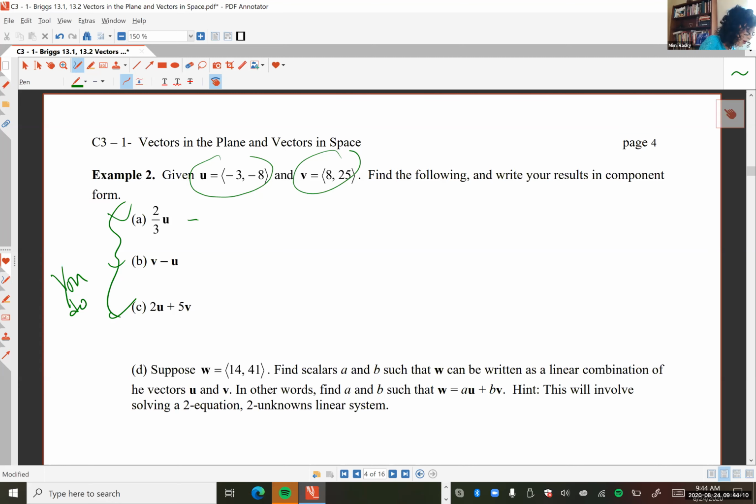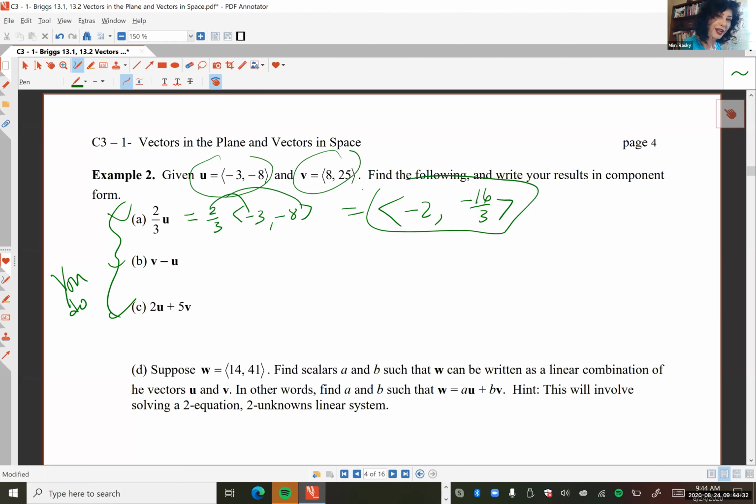So let's just go over some of these in turn. When you do scalar multiplication, I hope you remember you just distribute. And then, of course, you want to reduce to lowest terms. So 2/3 multiplied by -3 reduces to -2, yes? Yes. And then 2/3 multiplied with -8, well, you know, it's -16/3. So that's the answer I should have seen for part A.